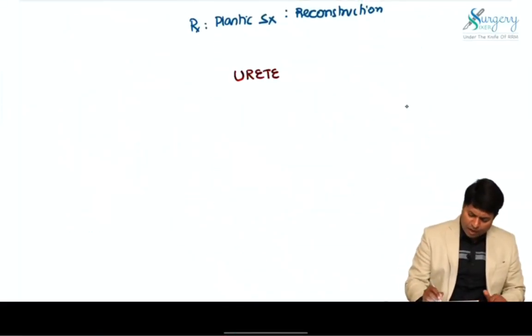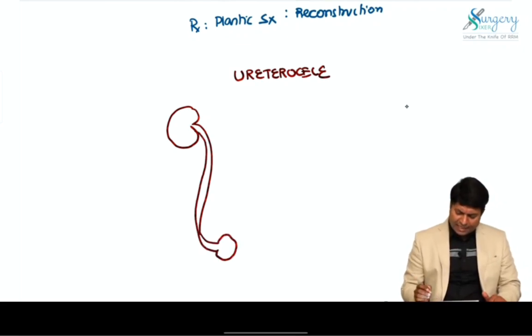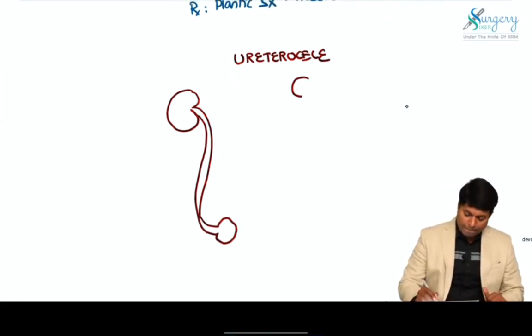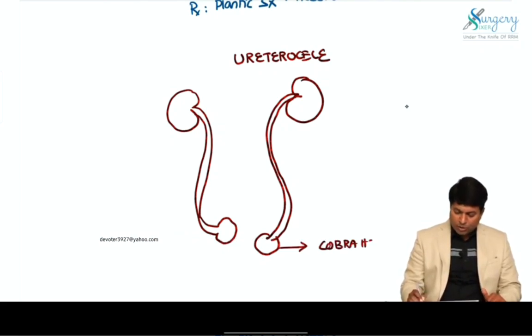The last congenital anomaly of the upper urinary system is ureterocele. Ureterocele is a condition in which the lower part of the ureter becomes dilated like this, giving an appearance of what appearance on IVP? A 100-times-asked question. On IVP, this looks like a cobra head appearance. The major issue in ureterocele is that it causes stagnation of urine and urinary tract infection.